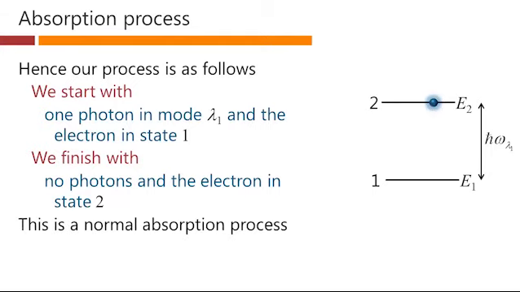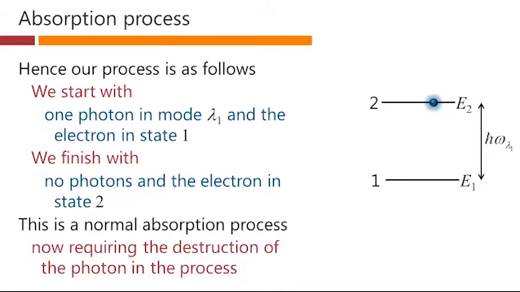This is a normal absorption process. And we see now that it requires the destruction of the photon in the process. We didn't presume that here. We presumed that we were starting out with an electron in state 1 and we had a photon here. And we just concluded that the transition that will get us into state 2 also means that we destroy the photon in the process. That has come out of our operator algebra here.